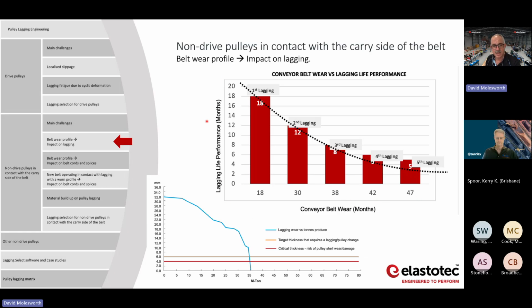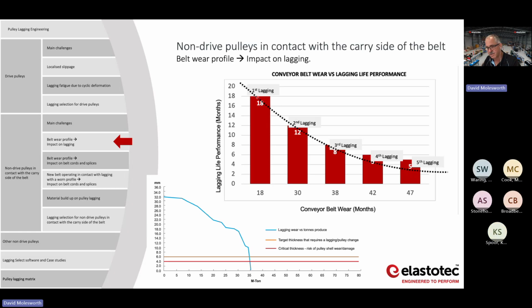Up on the vertical axis, we've got the lagging life performance. So you have a brand new system, you've got new belt, you've got new lagging. This is the first lagging that goes on. And we're talking again here about the bend pulleys in contact with the dirty side of the belt. So the new lagging works without any localized shear until the belt cover starts to wear, and let's say arbitrarily it lasts 18 months.